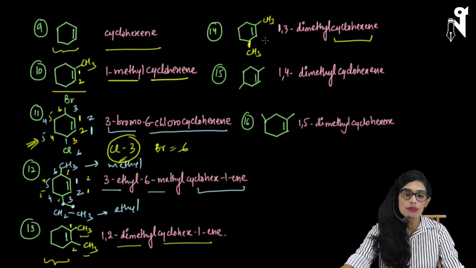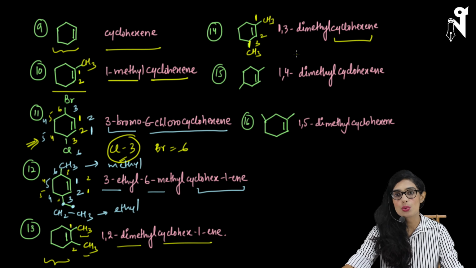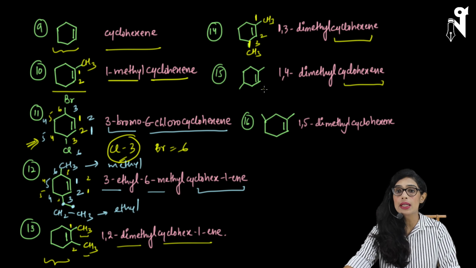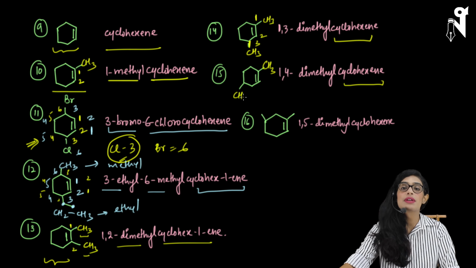So if I number from here, I'll get position 1, 2, and 3. So one methyl will get position 1, another methyl will get position 3, and the name will be 1,3-dimethylcyclohexene. So now let's talk about question number 15. In question number 15, again cyclohexene is my main chain, and I have 2 branches, again CH3s, but on different positions than the previous cases.